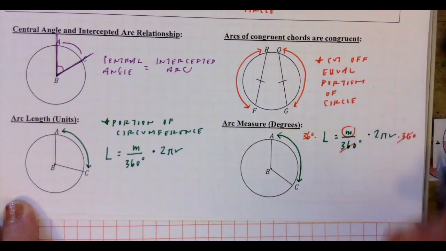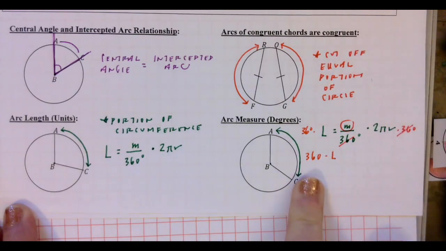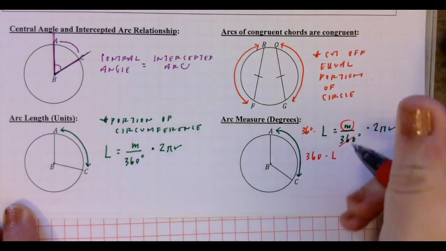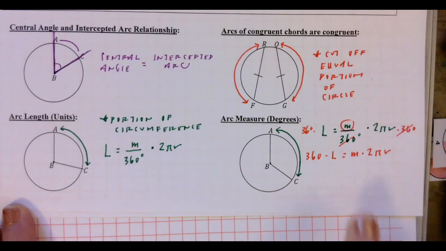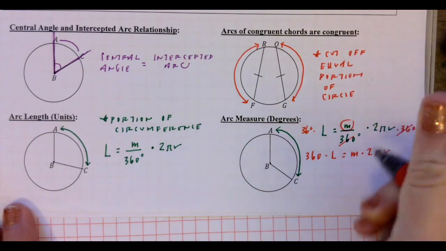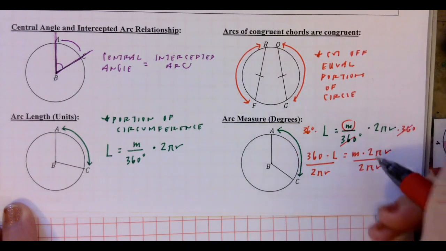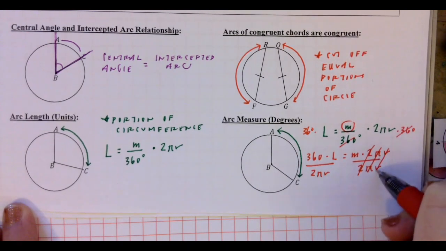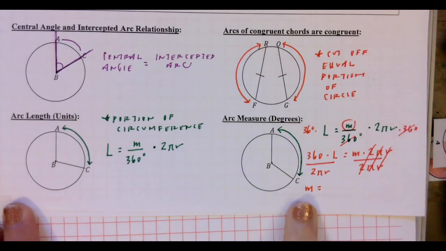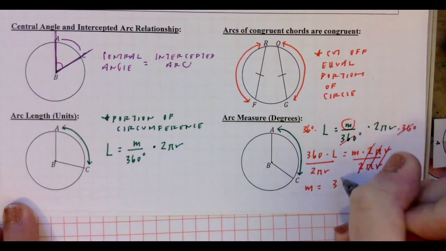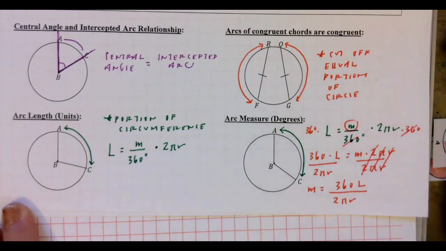So here this cancels away. So now we have 360 times the length, right? Again, 360 degrees times the length equals the degree measure times 2 pi r, the circumference. So if I want my degree measure by itself, I just divide out the circumference, the 2 pi r, from both sides. So here the 2's cancel, the pi's cancel, the r's cancel, and we have the m all by itself. So the arc measure in degrees ends up being 360 degrees times the length divided by the circumference.